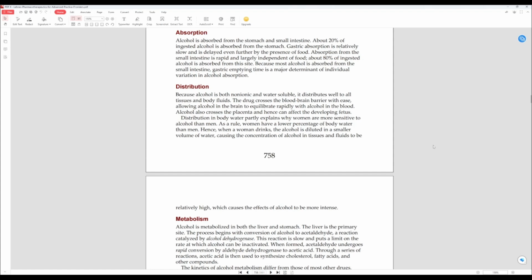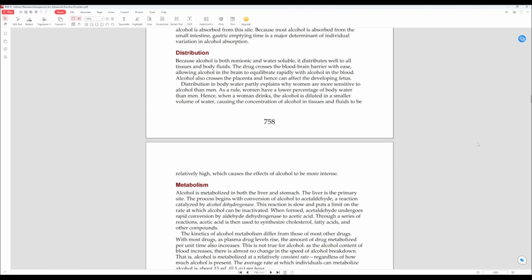Alcohol is absorbed from the stomach and small intestine. About 20% of ingested alcohol is absorbed from the stomach. Gastric absorption is relatively slow and is delayed even further by the presence of food. Absorption from the small intestine is rapid and largely independent of food. About 80% of ingested alcohol is absorbed from this site. Because most alcohol is absorbed from the small intestine, gastric emptying time is a major determinant of individual variation of alcohol absorption.